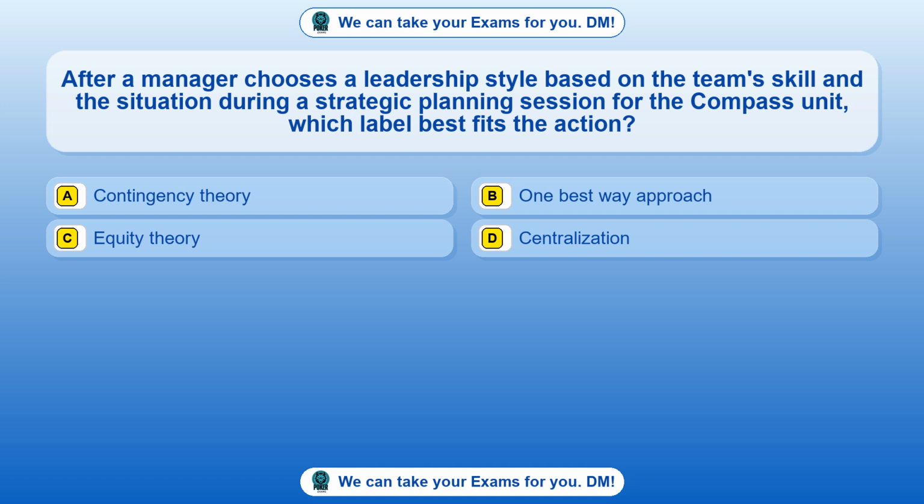Question 26. After a manager chooses a leadership style based on the team's skill and the situation during a strategic planning session for the Campus unit, which label best fits the action? Option A, contingency theory. Option B, one best way approach. Option C, equity theory.